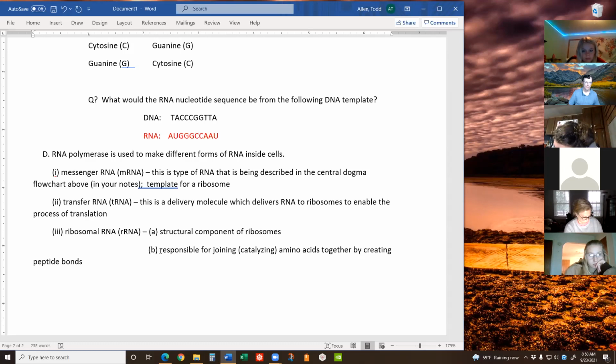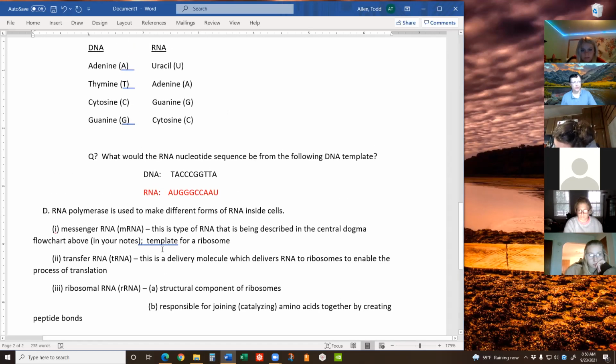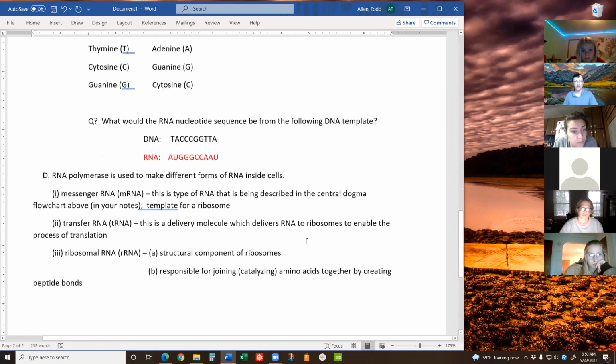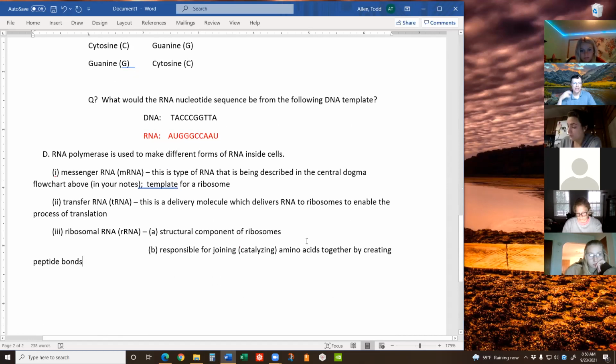Okay. All right. So the process of transcription is used to make messenger RNA, transfer RNA, and ribosomal RNA. These different forms of RNA can be used for a variety of purposes, but generally speaking, they're somehow involved in the process of supporting translation, the ultimate production of a protein. Okay. Any questions right now?